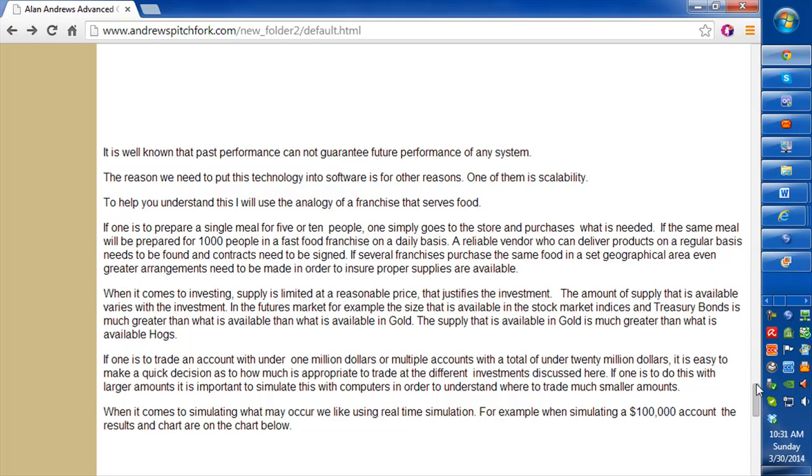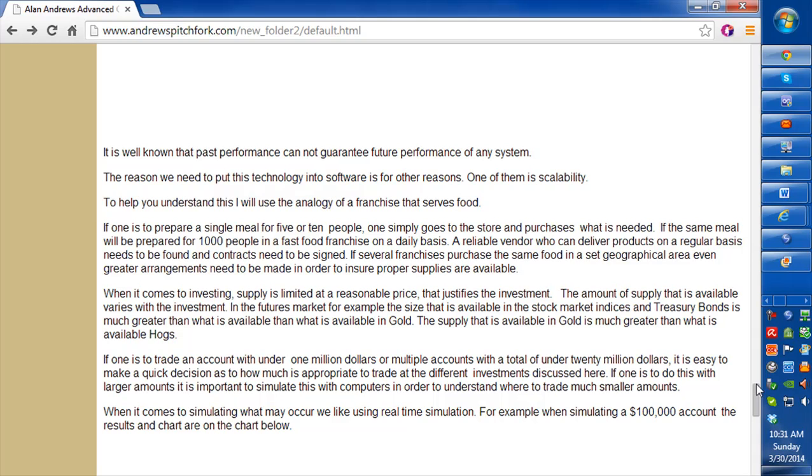For example, if one is to prepare a single meal for 5 or 10 people, one simply goes to the store and purchases what is needed. If the same meal is prepared for 1,000 people in a fast food franchise on a daily basis, an incredibly reliable vendor that can deliver products on a regular basis needs to be found, and contracts need to be signed in order to ensure this reliability from that vendor.